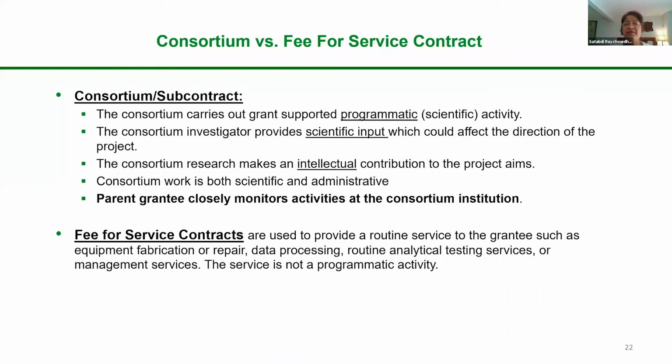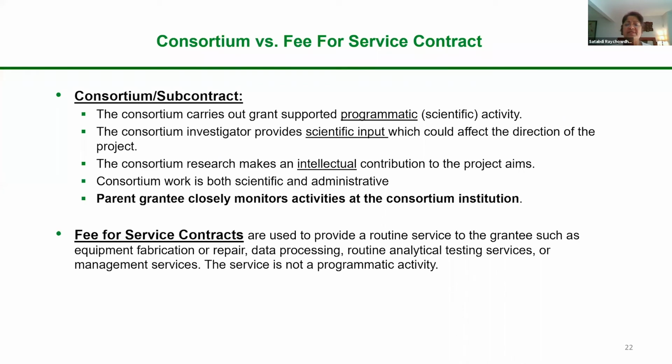And what is the difference between a consortium and a fee for service? A consortium or a subcontract is something that carries out grant supported programmatic activity. The consortium investigator provides scientific input into, and could affect the direction of, the project. The consortium researcher makes an intellectual contribution to the project aims. The consortium works in both the scientific and administrative parts of the project. So the parent grantee is responsible to closely monitor activities at the consortium institutions.